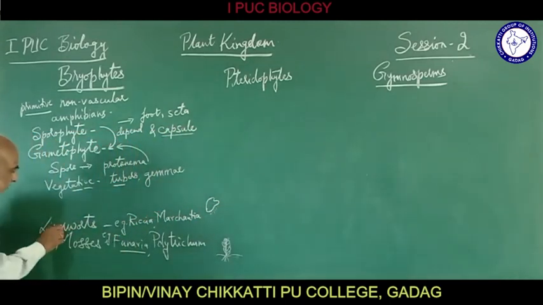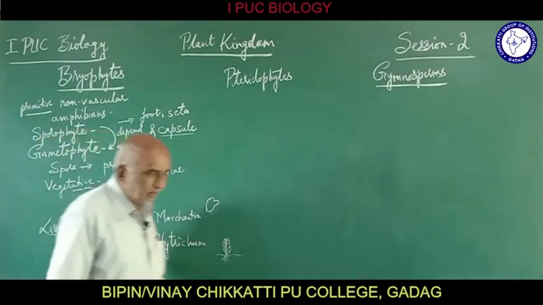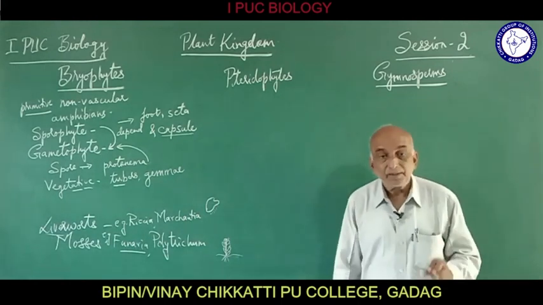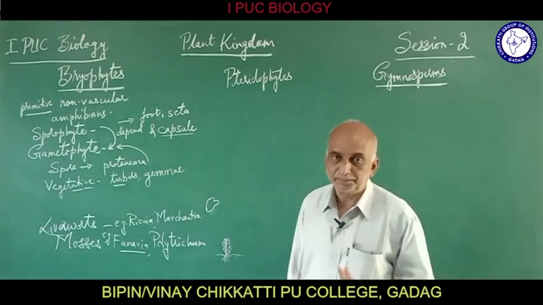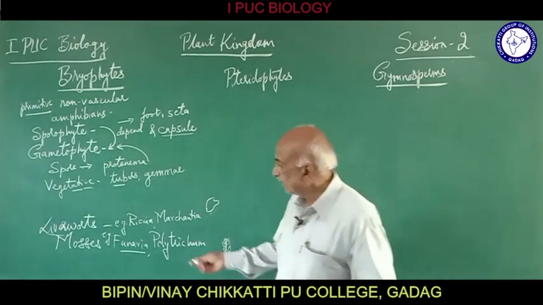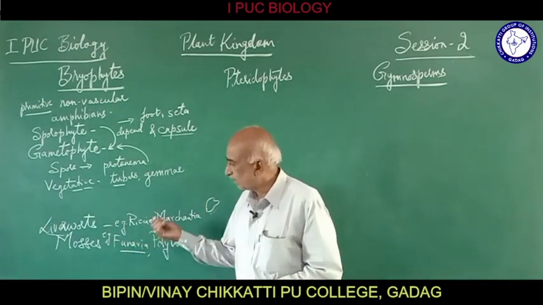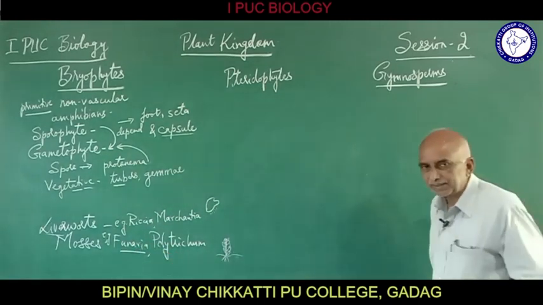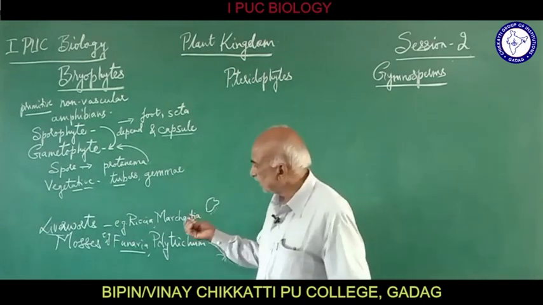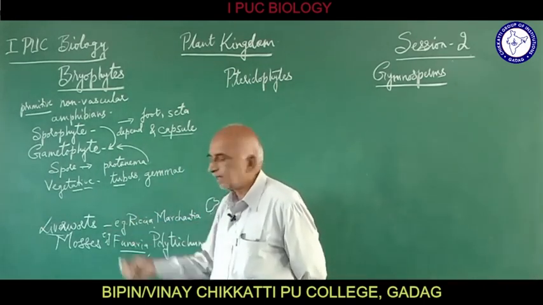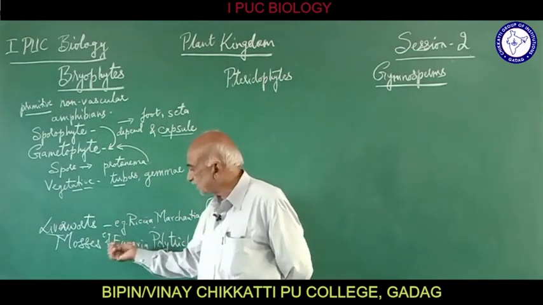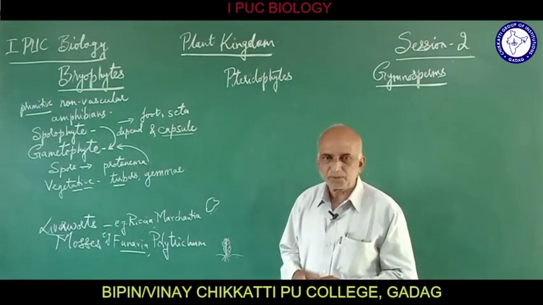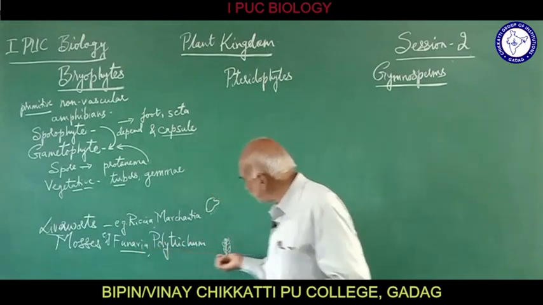And these liverworts are so called because in the ancient period it was believed that they were used for the treatment of the liver, and that is why they are called liverworts. However, now it is not used because more effective medicines or treatments are available. Mosses are actually soft plants, hence they are called mosses. Moss means soft. So Funaria is a small plant.